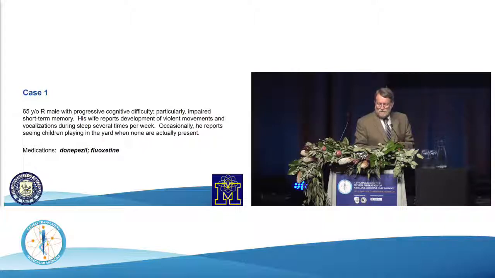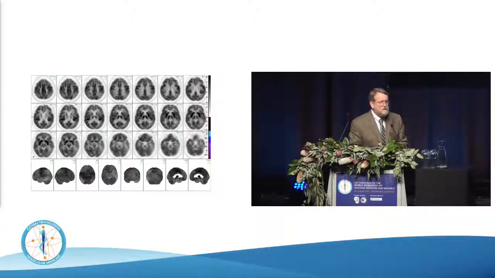So the first case is that of a 65-year-old man who had progressive difficulty, particularly with impairment of his short-term memory. But in the clinic, on discussing with his immediate family, he also had developed disrupted sleep. And then more recently, he's experienced some visual illusions where he sees kids playing in his yard, but no one else seems to appreciate their presence. His referring doctors had put him on donepezil and fluoxetine already. And here's his scan, which I guess on your screen is easier to see than on mine.